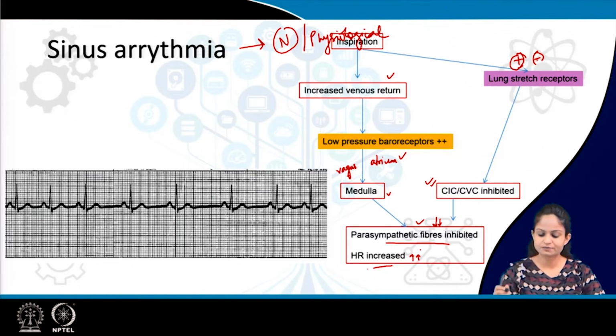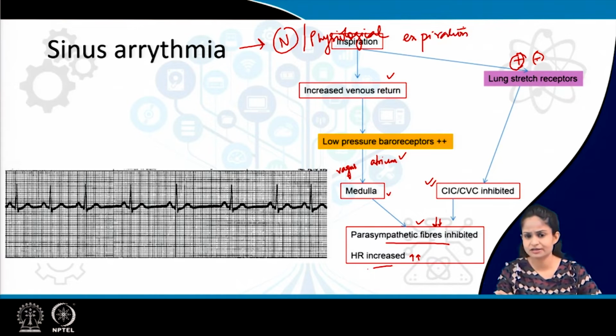So, whenever there is an expiration, the reverse things will occur. The lung stretch receptors won't get stimulated, there won't be increased venous return, there will be decreased venous return. So, the low pressure receptors won't get stimulated, and finally, the parasympathetic activity will remain unaltered. So, heart rate will decrease. So, expiration causes decrease in the heart rate, inspiration causes increase in the heart rate.